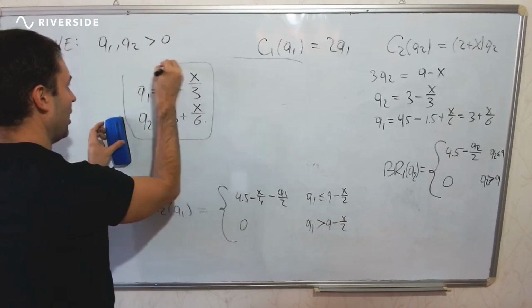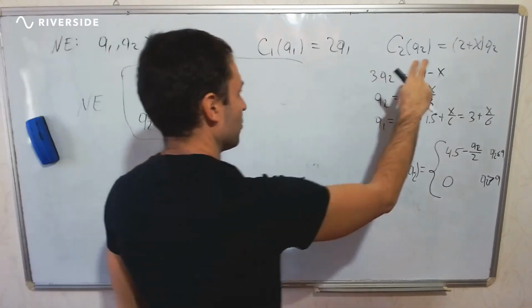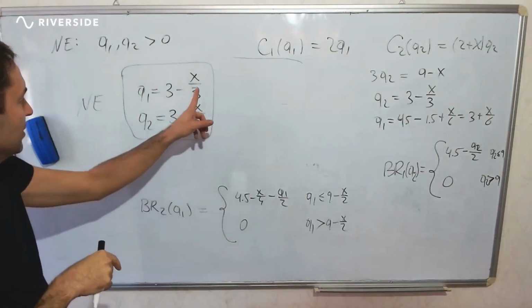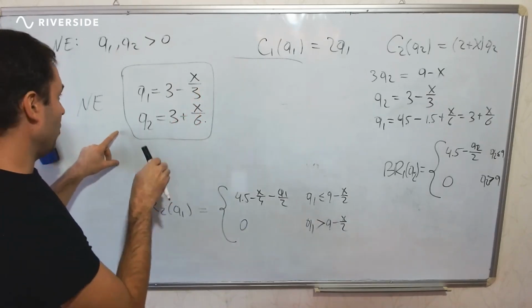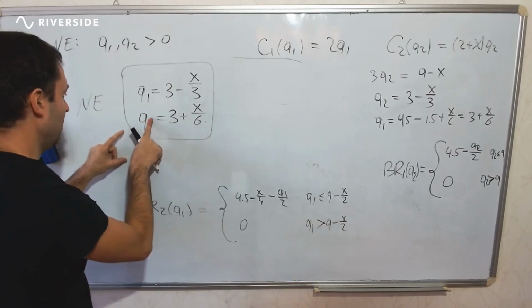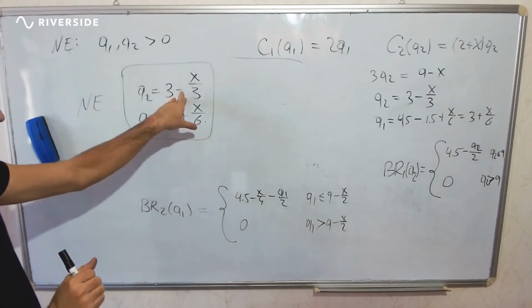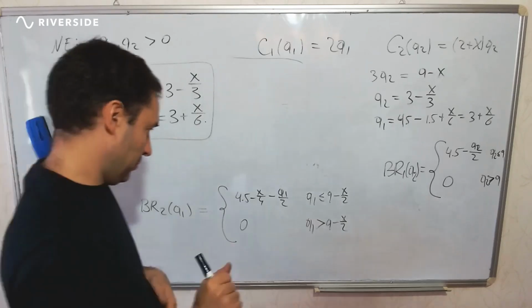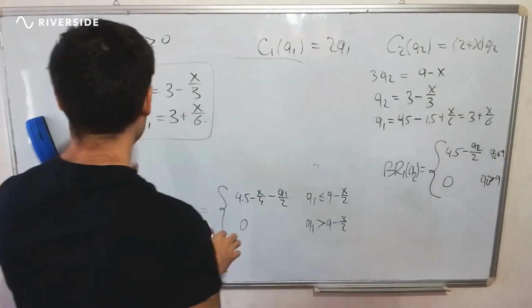This makes sense for the equilibrium, because as firm 2 gets less efficient, when x starts to rise, firm 1 will produce more, and firm 2 will produce less. So that's one Nash equilibrium.